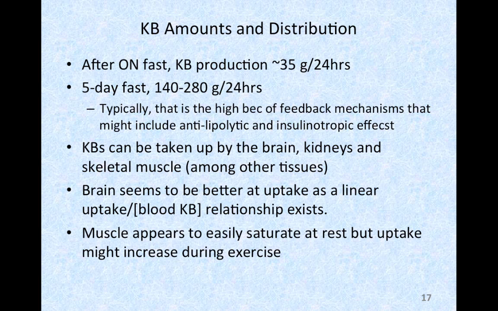Now, typically, that's the high. It doesn't go, it starts leveling off because of feedback mechanisms. Some of those feedback mechanisms include anti-lipolytic and insulinotropic effects. So for example, when ketone bodies start to accumulate in the blood, they'll actually inhibit hormone-sensitive lipase breaking down triglycerides. And because those fatty acids are being reduced in the blood, there's less ketone body production by the liver.